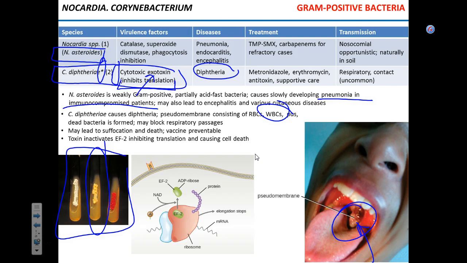and death. Diphtheria is a life-threatening disease, and we do have a vaccine against it, which is called DTaP. Now, one of the best examples of what happens when you stop vaccinating against diphtheria was demonstrated back in the late 80s in the Soviet Union.